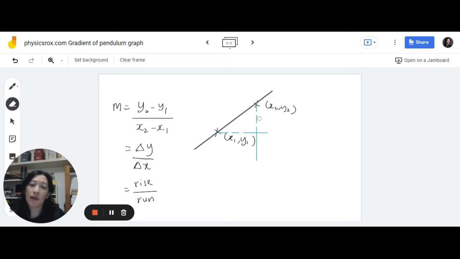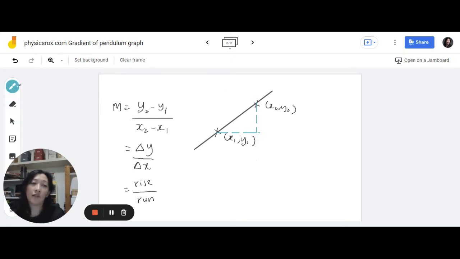Okay. By the way, in case you're wondering when it should be dotted and when it shouldn't be, if it's part of the graph, it's a solid line. If it's an imaginary line or a guideline, dotted line. So for example, what I've just drawn here is known as the gradient triangle, because it's a guideline. We create this triangle so that we can calculate the gradient. You draw this as dotted.